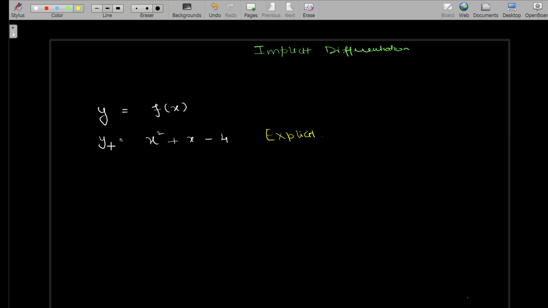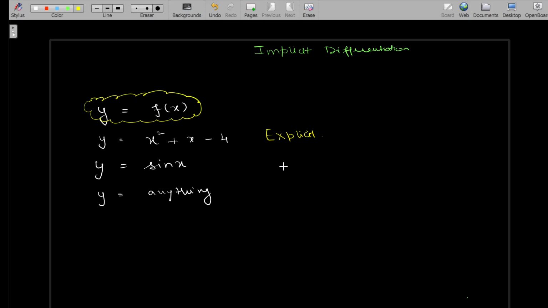So these are all the functions that we have done so far. Y is equal to anything. So let's say y is equal to sine of x. Basically y is equal to anything. So the general form of explicit function is this. These are all explicit functions.